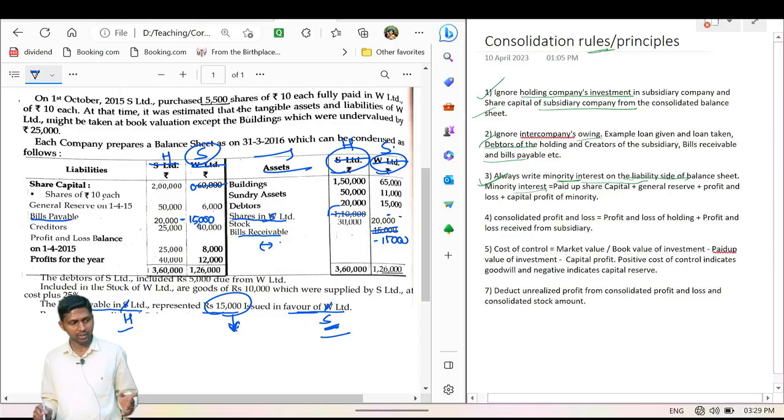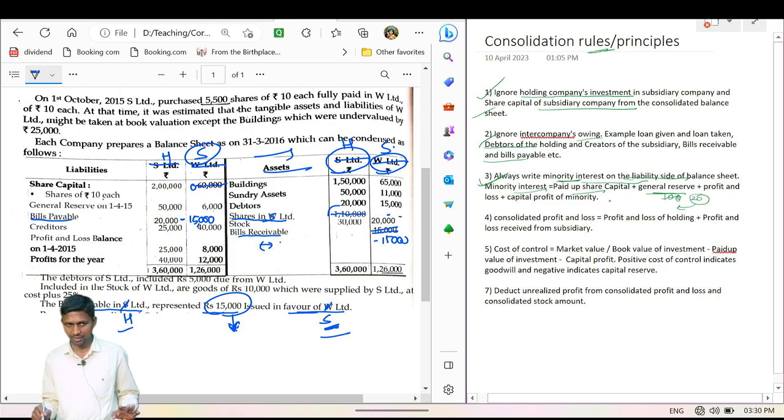And then how much to write, you will naturally ask me. Write their share capital, the minority share capital, plus the minority's general reserve, their share in total general reserve. Let's assume that we have 100 rupees total general reserve and 20% of shares are with the minority. That means 20 rupees of general reserve belongs to the minority in our books. Therefore, in share capital, we add the general reserve, that means adding their share in the general reserve.